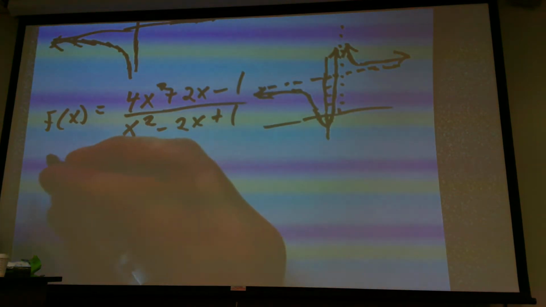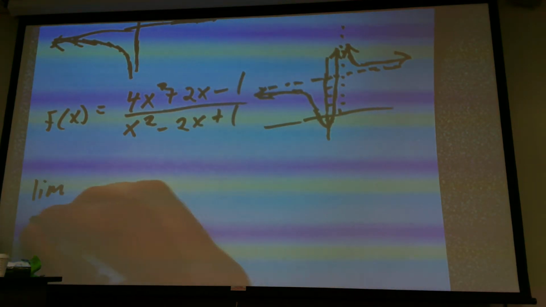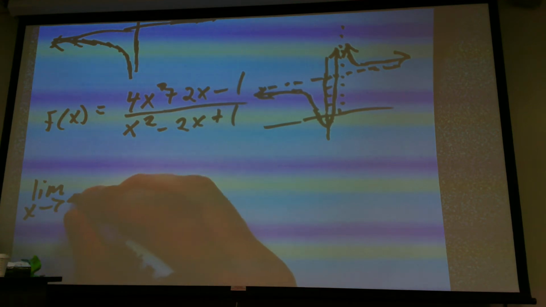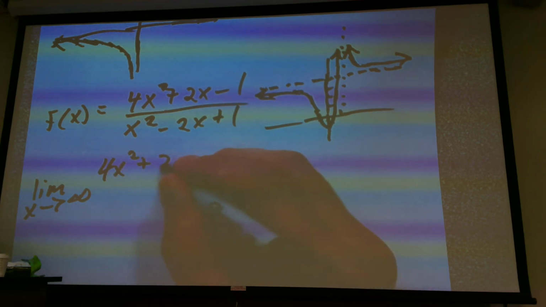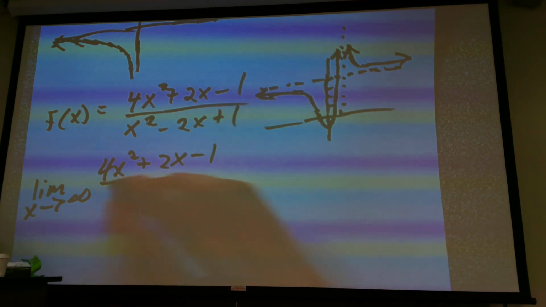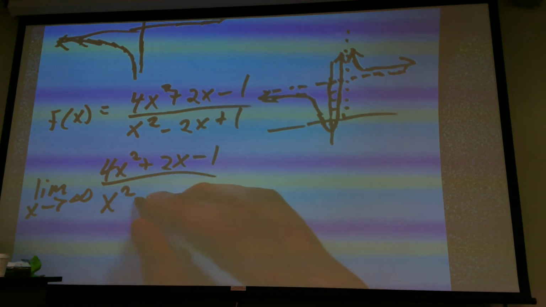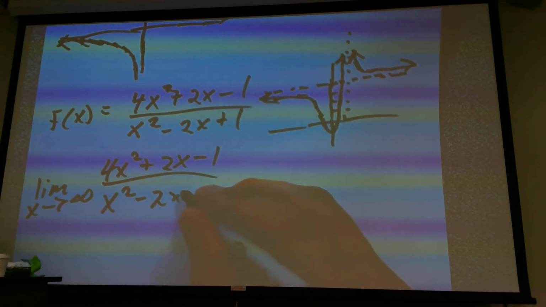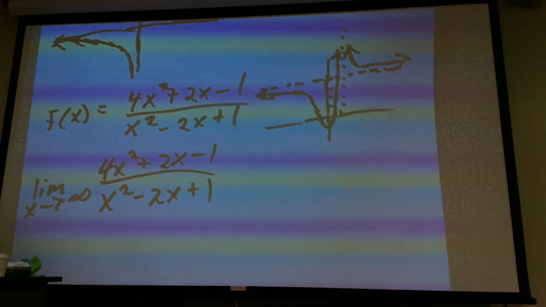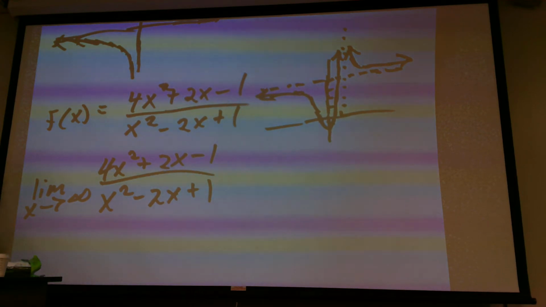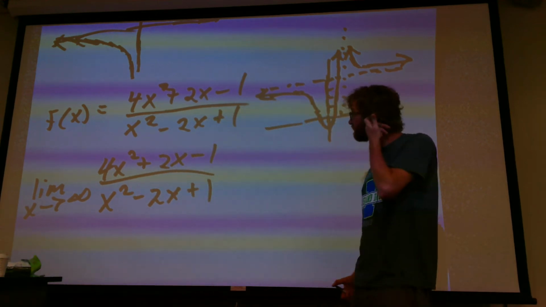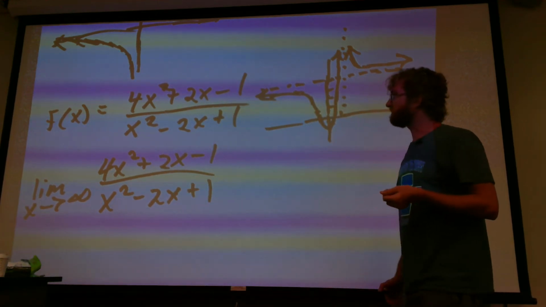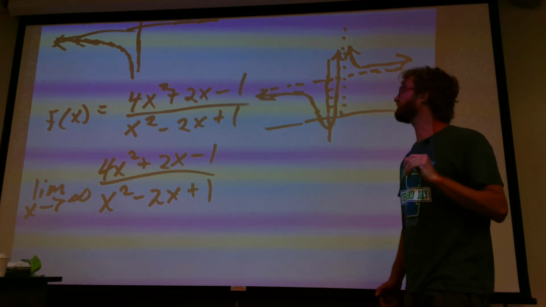Okay, so this is the problem we're looking at. Let's say, what is the limit as x tends towards infinity of 4x squared plus 2x minus 1 divided by x squared minus 2x plus 1? You'll learn L'Hopital's rule in the next chapter. We'll have that on the next test. But we don't necessarily have to have L'Hopital's rule to deal with a problem like this.